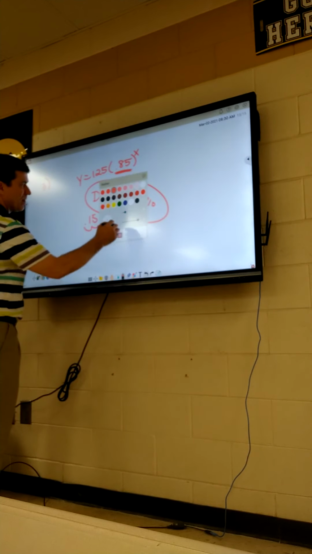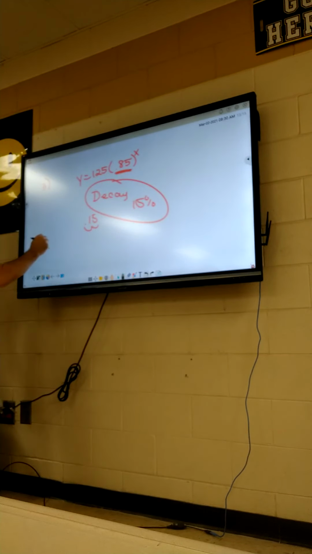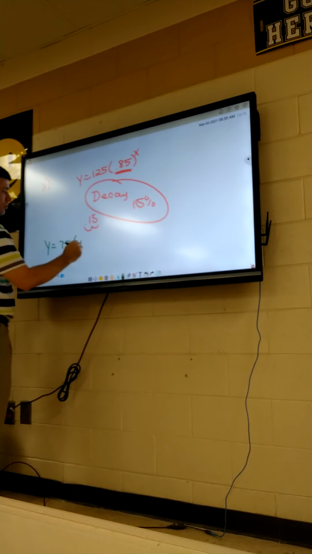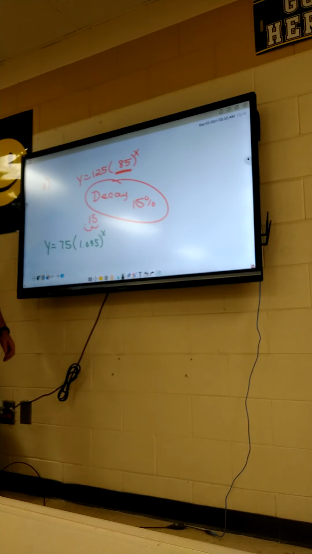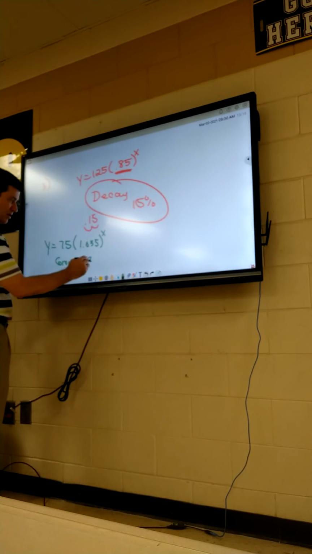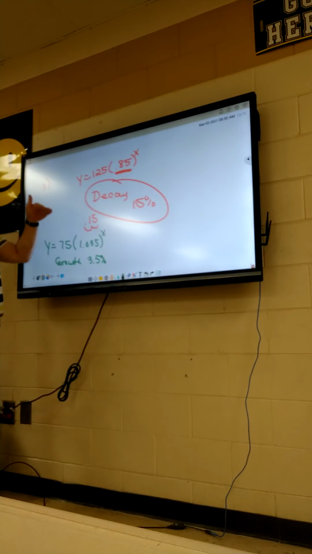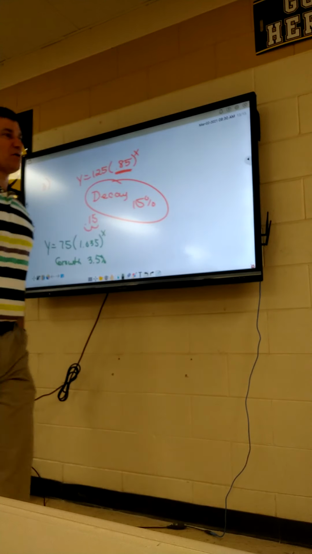Hey, what about this one? I'm going to make up a different one for you to look at. Y equals 75, 1.035. Is that one growth or decay? That was growth. By how much did it grow? By 0.035. Move your decimal point twice, 3.5%. So you're going to have one either like that or like this on the test. All right, let's keep going. Go to 4.